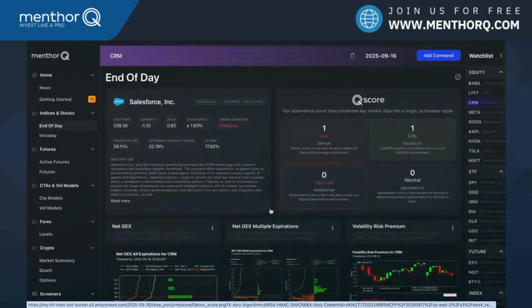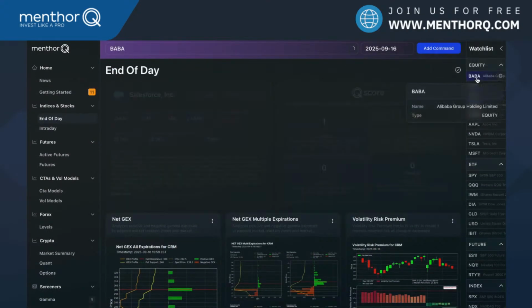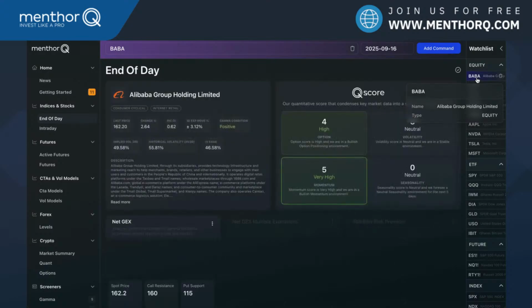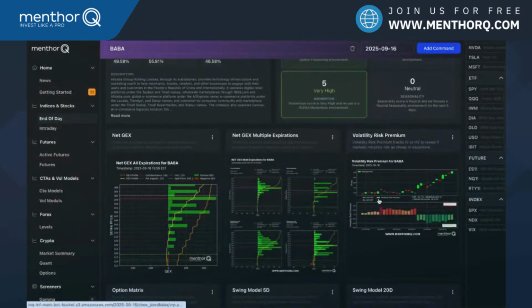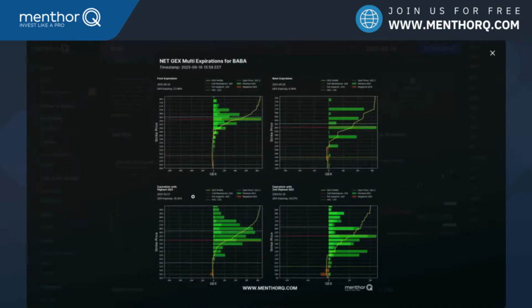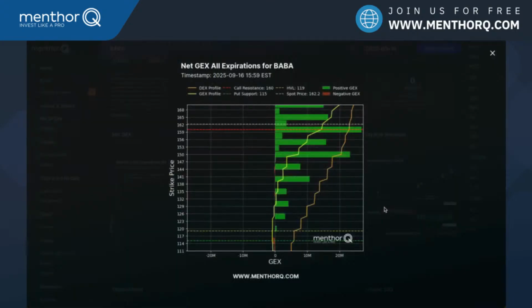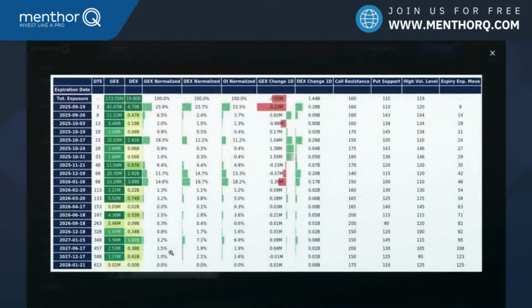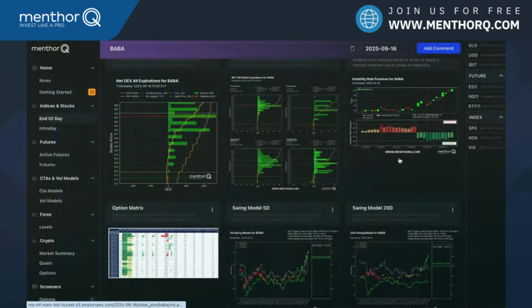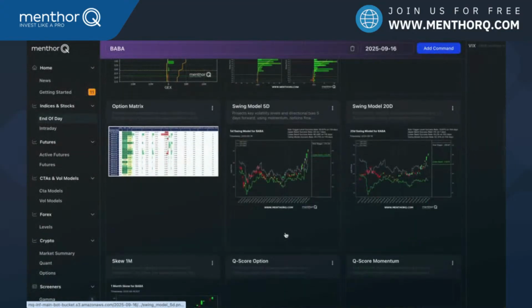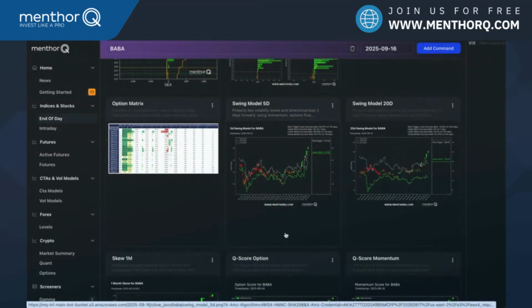The next thing you want to do, if we go back to our BABA example, is look at our gamma exposure. So you can see how the market is positioning themselves for different expirations. You can look at our net gamma exposure. You can look at the matrix, and you can see the gamma situation for the asset. Then we have our swing trading models. We're not going to go into the details because we have a dedicated course and dedicated videos.